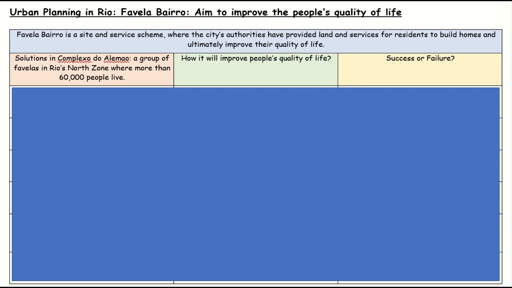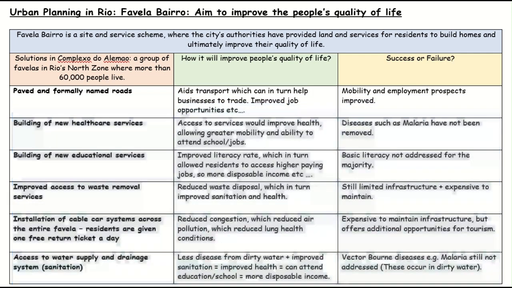And one of the main areas is the Complexo do Alemão, a group of favelas in the North Zone where more than 60,000 people live. And you can see on here the sort of things they have done. Now, I'm going to advise you pause the video here, and you're going to want to learn at least 2 or 3 of these before the exam.